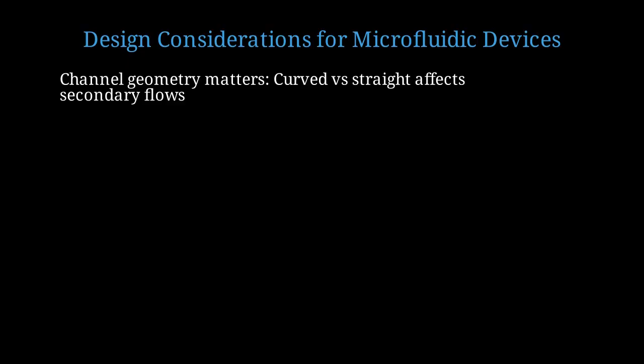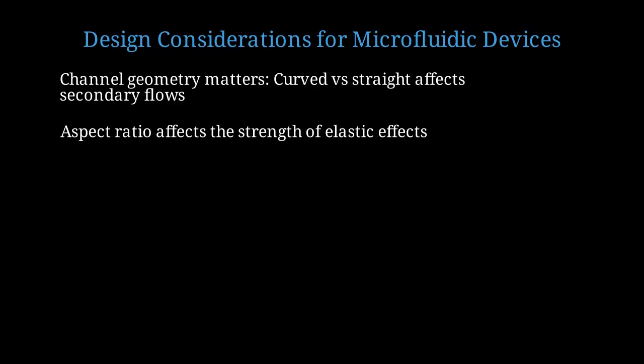If you're designing a microfluidic device for non-Newtonian fluids, what should you consider? First, geometry matters enormously. Curved channels induce Dean flows that interact with elastic effects. Straight channels are simpler, but may be slower for focusing. Second, aspect ratio is crucial. High aspect ratio channels with height much less than width enhance elastic focusing by confining the flow.